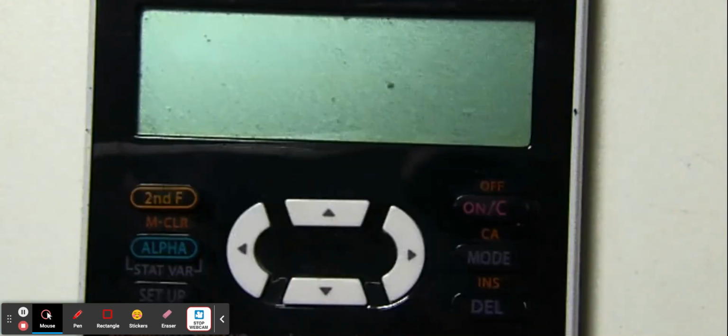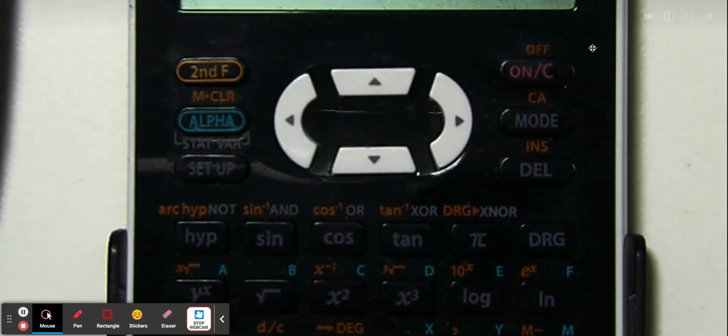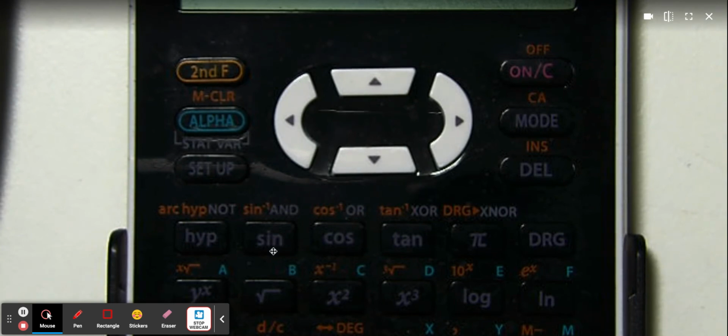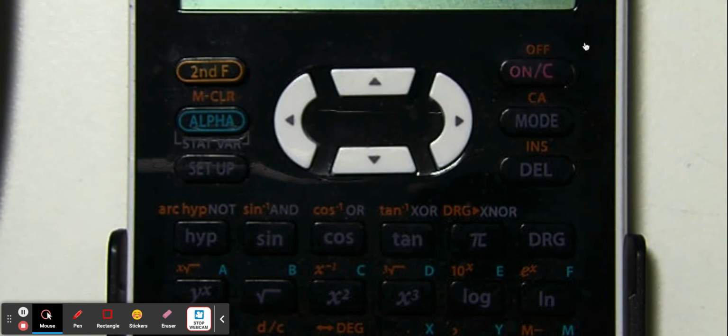I hope that this is helpful to you. It's very important to know how to use the calculator that you have, and hopefully this helps you with your calculator in your class. So I hope that, again, this is helpful.